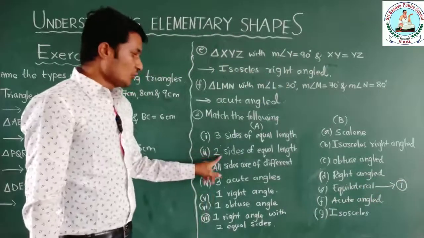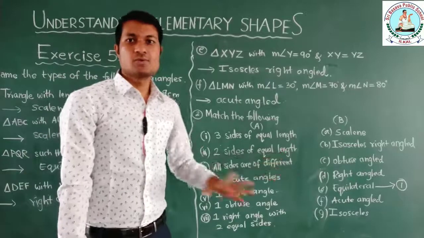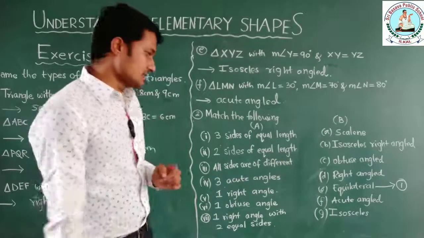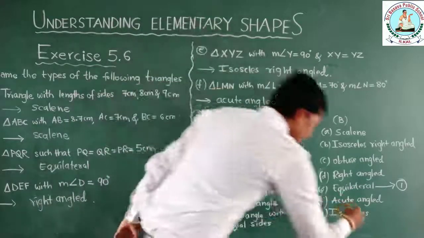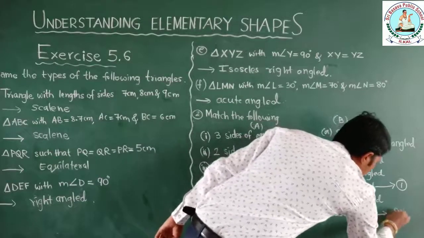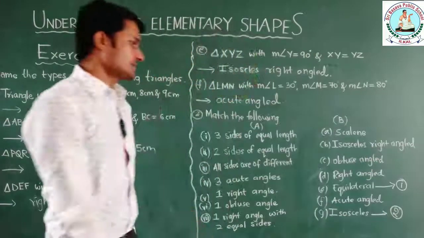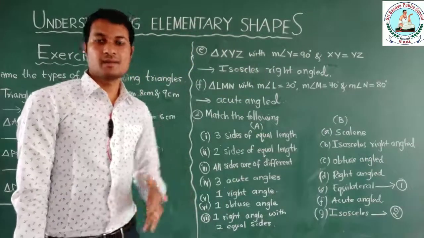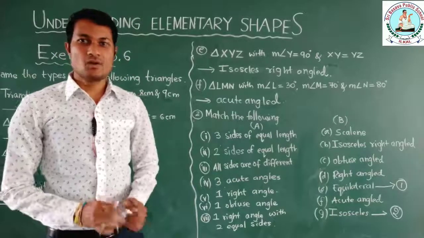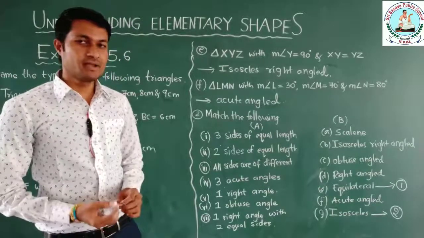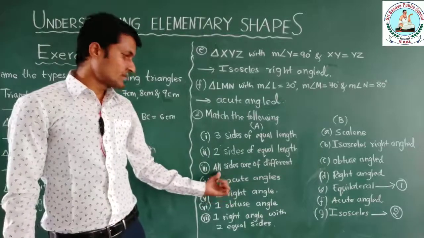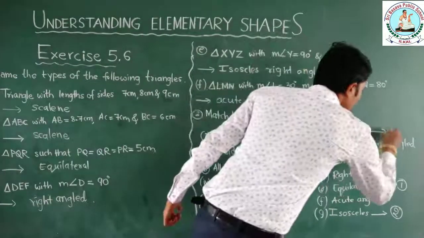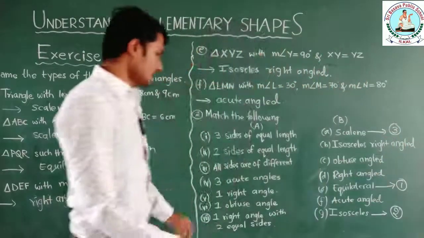Next is two sides of equal length. Two sides of equal length means two sides are equal in a triangle. So that is what? Isosceles. So where is that isosceles? It is here. So this is the second answer, isosceles. Next, all sides are of different length. So in a triangle where all sides are not equal, if they have different lengths, then what type of triangle is it? It is scalene. So where is that scalene? Scalene is here. So this is the third answer, right?